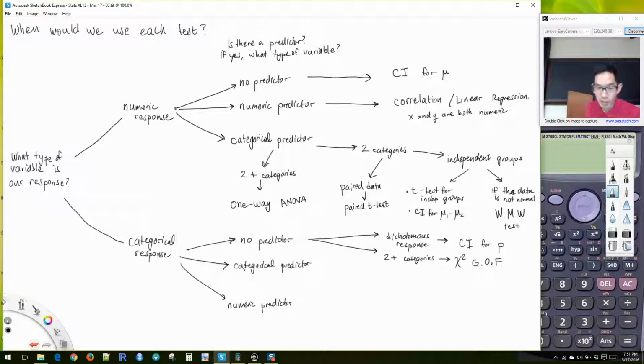All right. If we have a categorical response and a categorical predictor, what is this? I'm guessing linear regression. No, linear regression is numeric response, numeric predictor. So here we've got the chi-squared test for independence. Are these two categorical variables independent of each other?